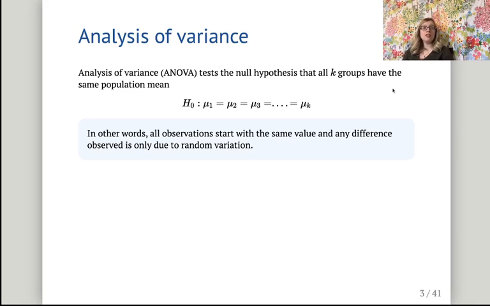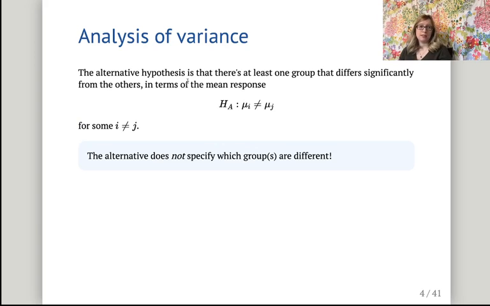So let's talk about the null and alternative hypothesis for analysis of variance first. Analysis of variance, commonly shortened as ANOVA, which is what I'll refer to it as from here on out, tests the null hypothesis that all K groups have the same population mean. In other words, group 1 is equal to group 2 is equal to group 3, and so on. All of our observations then are assumed to start at the same point. Any difference that we're observing from group to group is just due to random chance.